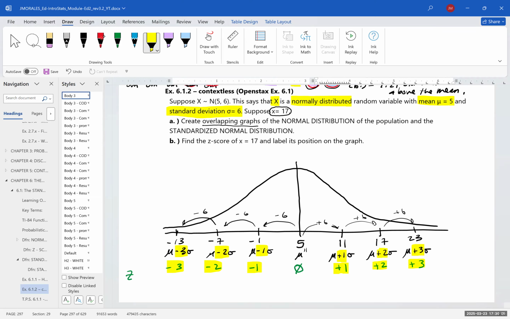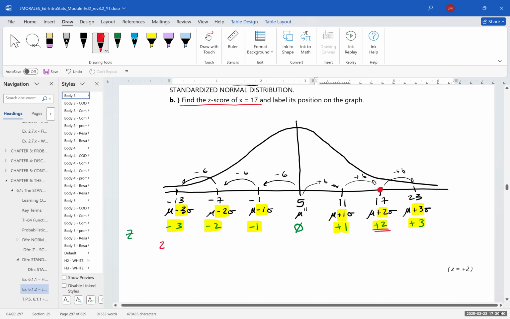All right. So this is drawing the normal and the standardized normal on top of each other. So that's part A. Part B is to find the z-score of x equals 17. So let's find 17. 17 is right here. Well, guess what? That's going to be an exact z-score of +2. But let's confirm that.